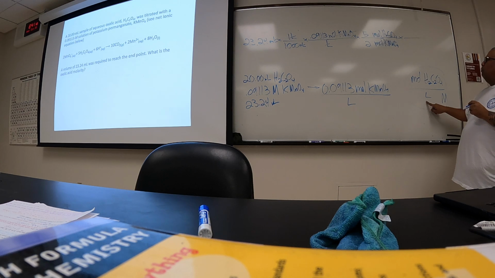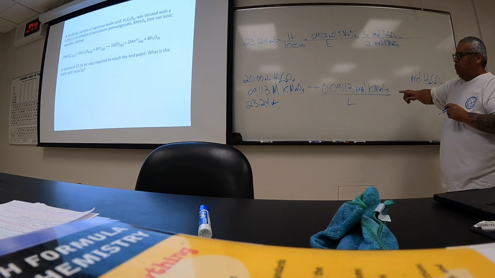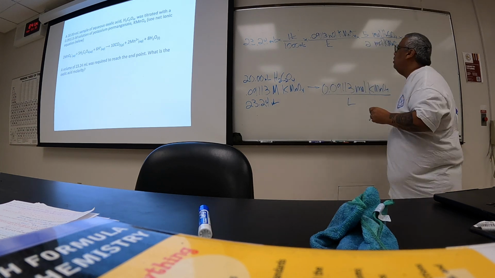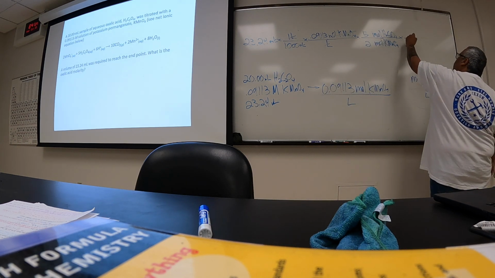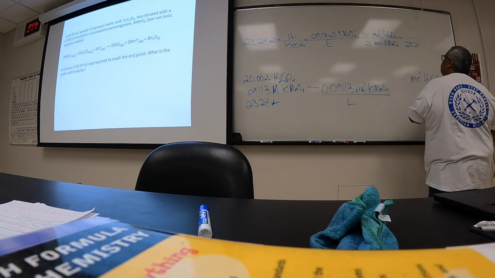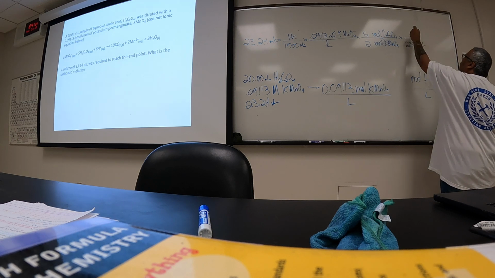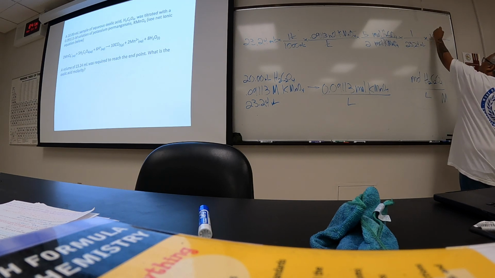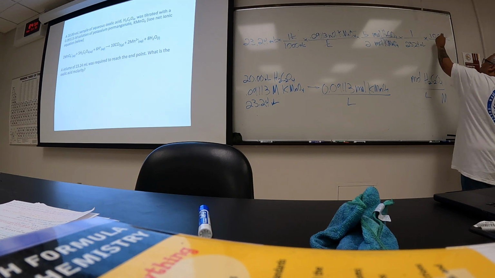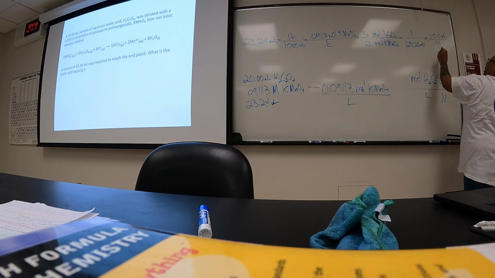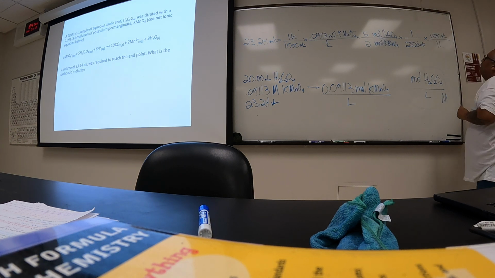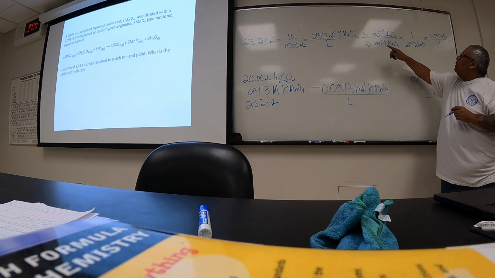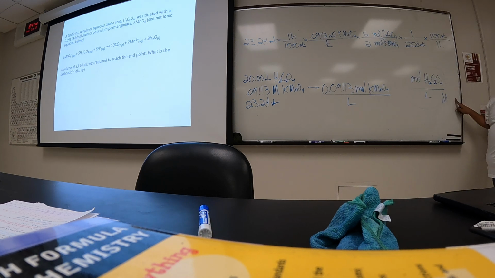We know that volume is in the bottom. So we're going to use 23.24 milliliters. And we're going to do one last conversion here. For 1,000 milliliters, we have 1 liter. This unit goes away. This unit goes away. Moles per liter.